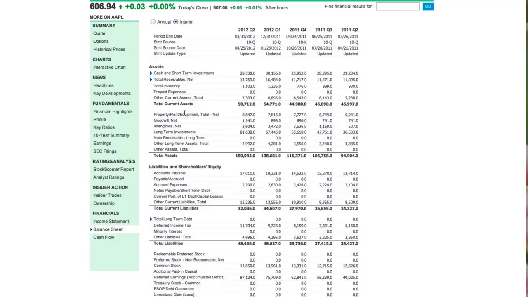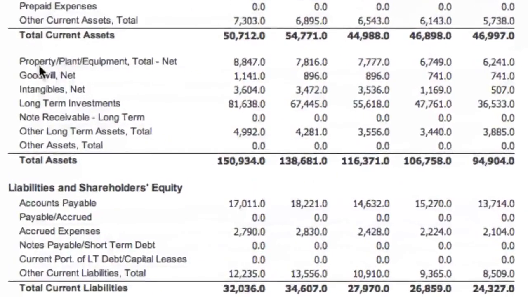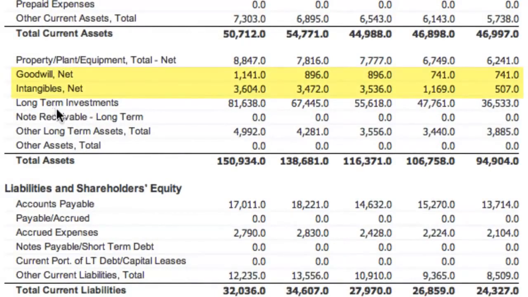Under the top portion here, not under current assets, but under the second portion where the total assets are added up, you're going to see goodwill listed, and you're going to see intangibles net. Okay? So for Apple, we can see that they have $1.1 billion listed for goodwill, and they have $3.6 billion listed for intangibles net. So if we're looking at the total intangible assets for Apple, it would be $4.7 billion.